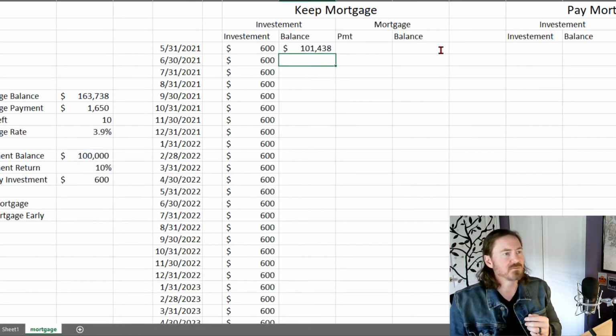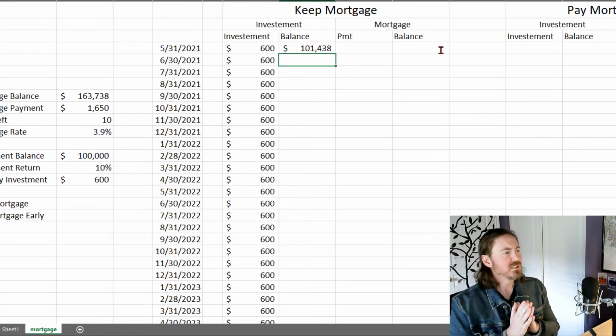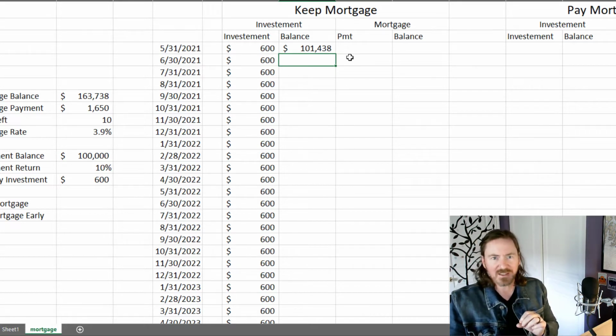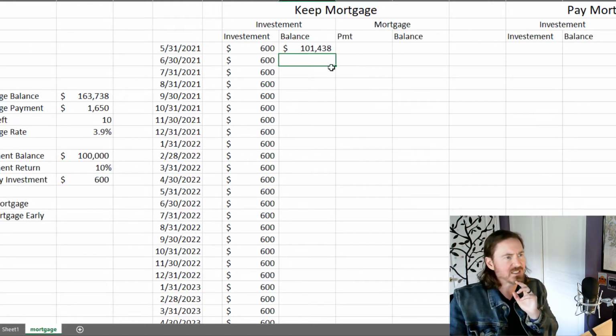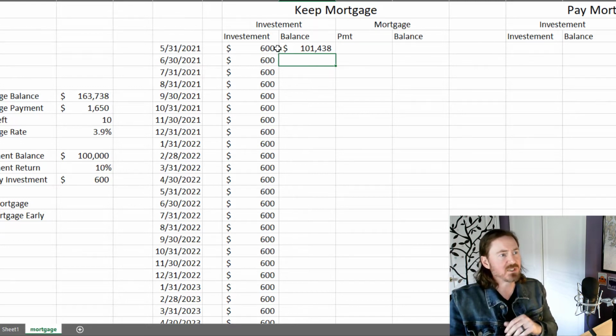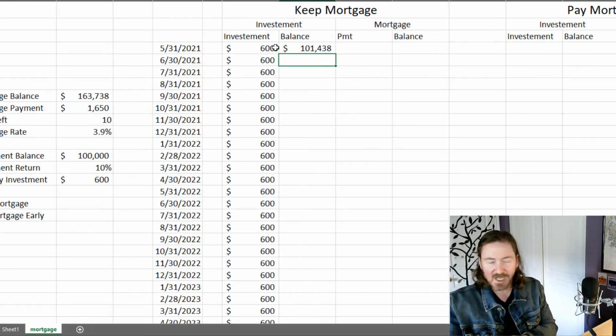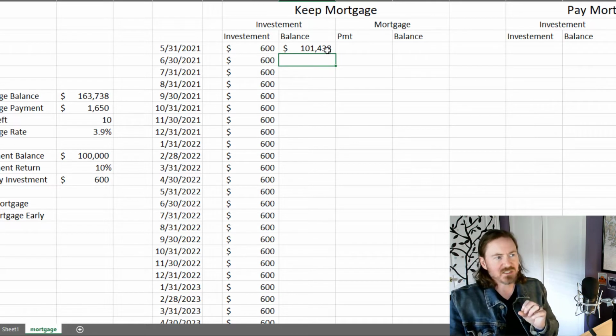Let's see what happens. Okay, so what do we have here? 101,438. That sounds right. And in fact, the good news about this is if we make a mistake, the mistake should be very, very dramatic. It's hard to make a really small mistake in these kinds of calculations. But yeah, so if we had 100,000, we add 600 to it, that's $100,600. And obviously this is a little bit more than that because we're also getting interest on that money. So I feel pretty good about this.